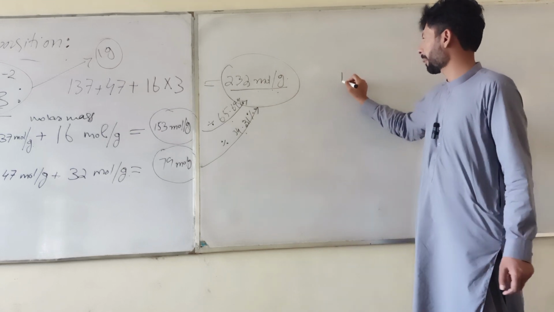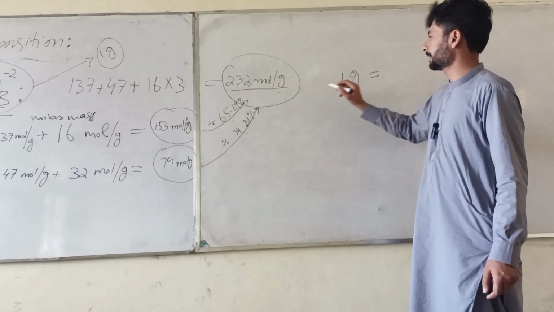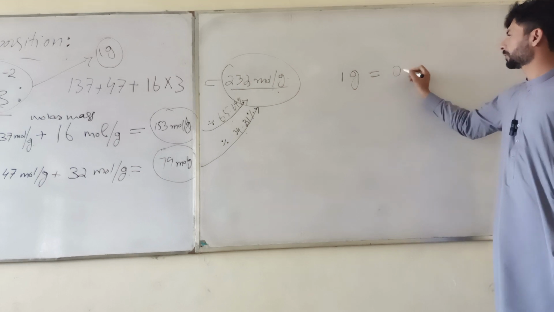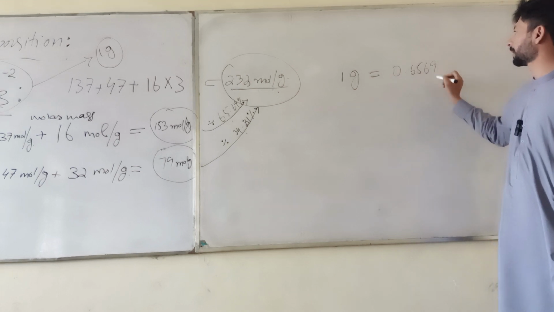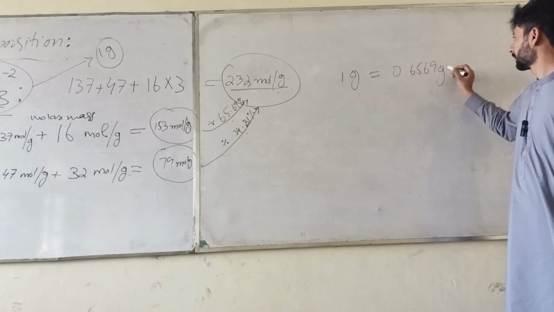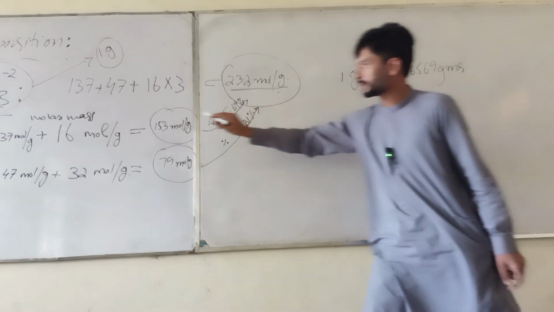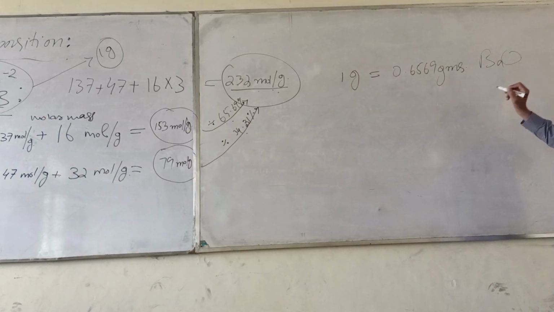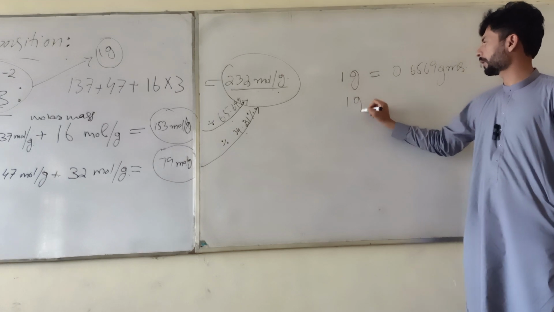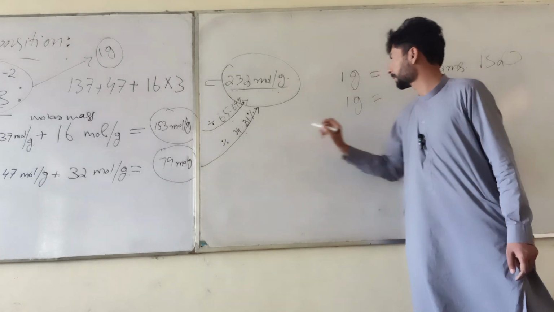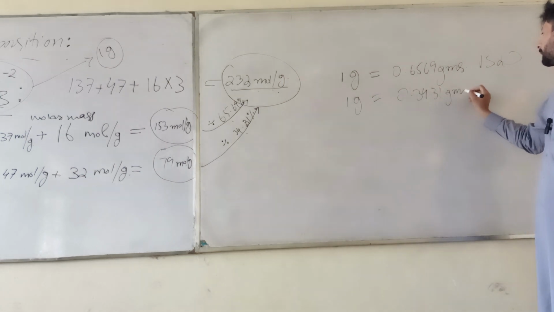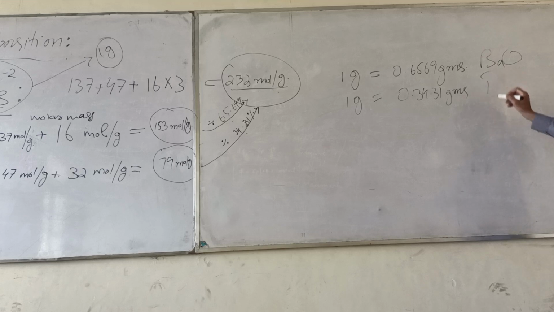for 1 gram, what is 65.69% of 1 gram? That is 0.6569 grams. And what is this? This is barium oxide. And for 1 gram, 0.3431 grams. And what is this? Titanium dioxide.